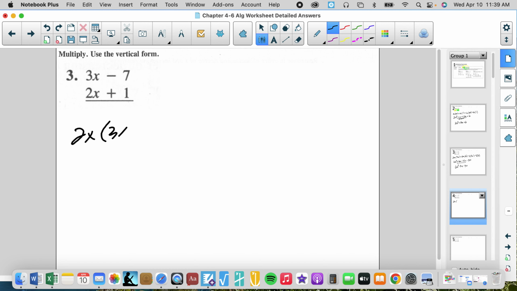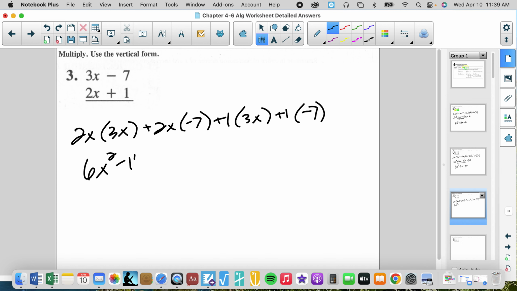2x times 3x plus 2x times negative 7 plus 1 times 3x plus 1 times negative 7. 6x squared minus 14x plus 3x minus 7. Like terms, 6x squared minus 11x minus 7.